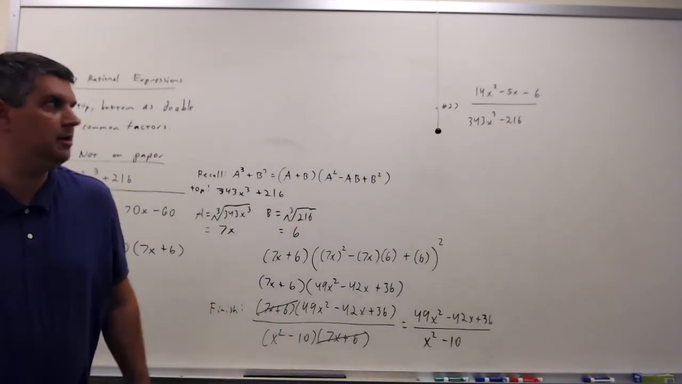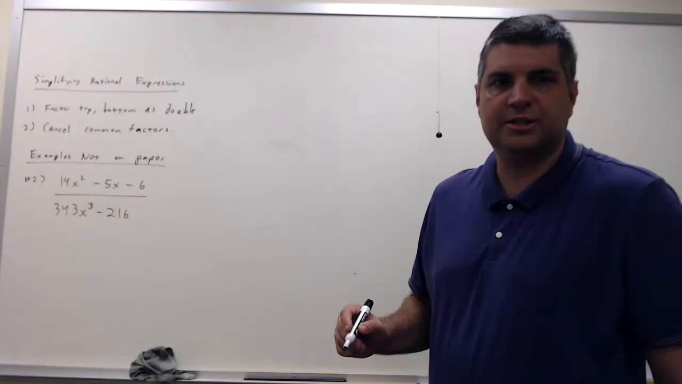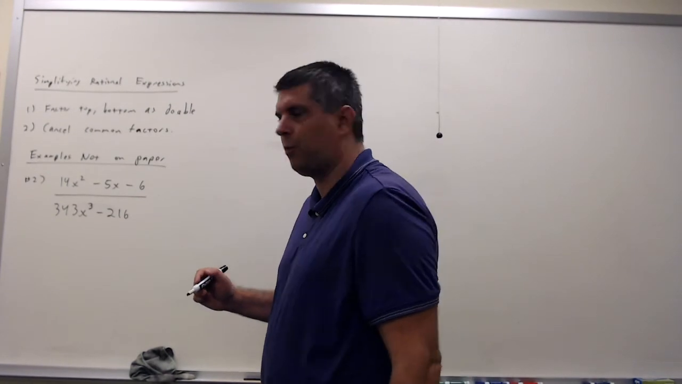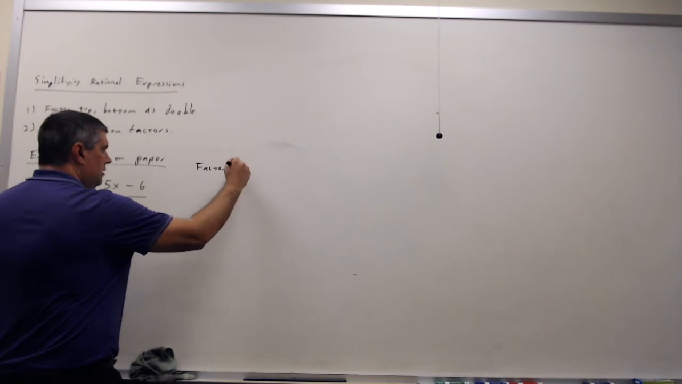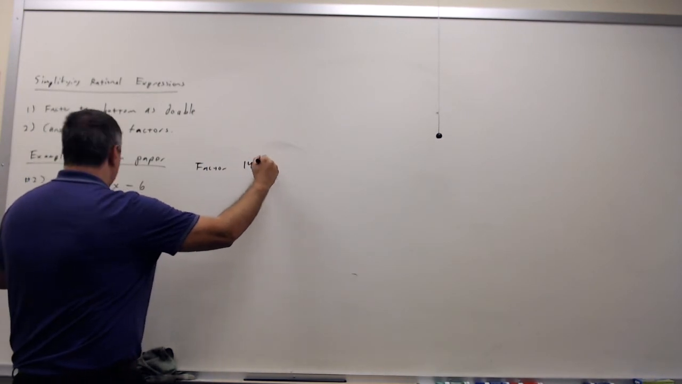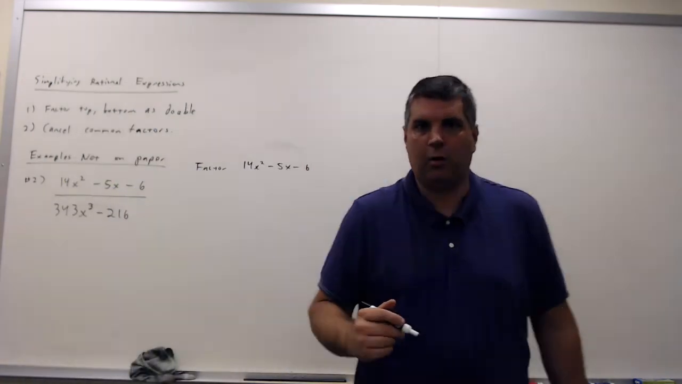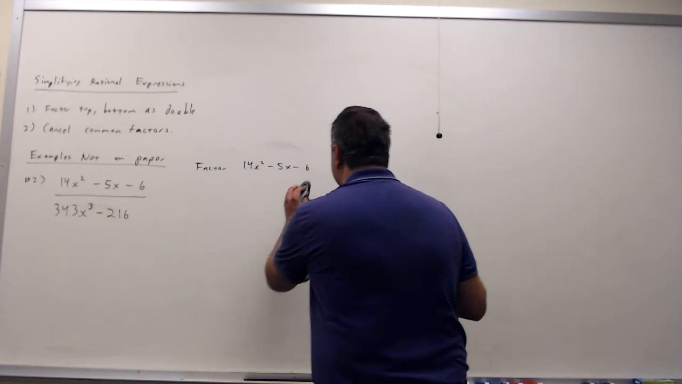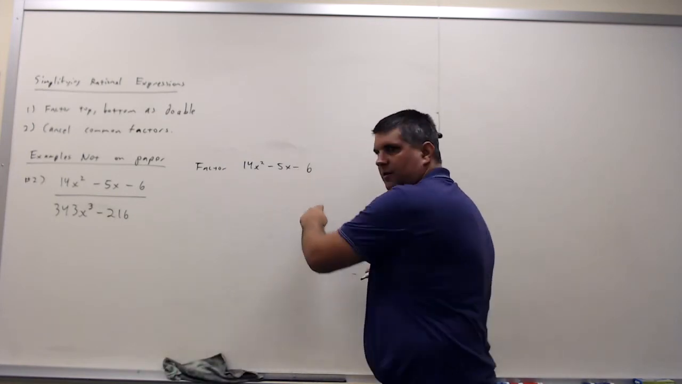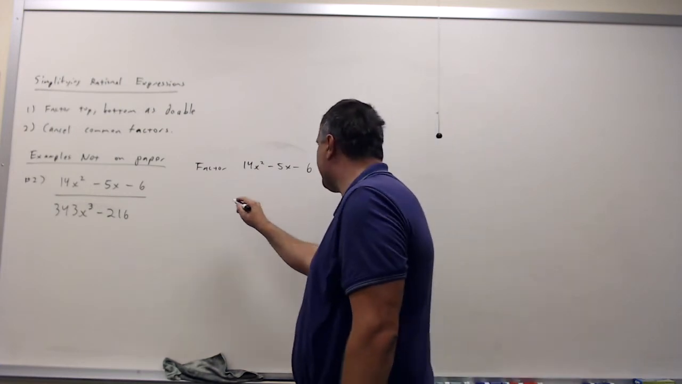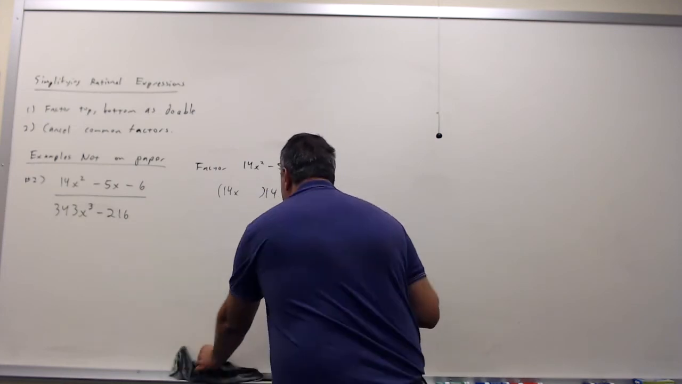All right. I'm going to pause here. Okay, here's another one. I'll start by factoring the top. Factor 14x squared minus 5x minus 6. Now, notice that 14 is not a common factor of these. All right, so the method I use is 14x and 14x.